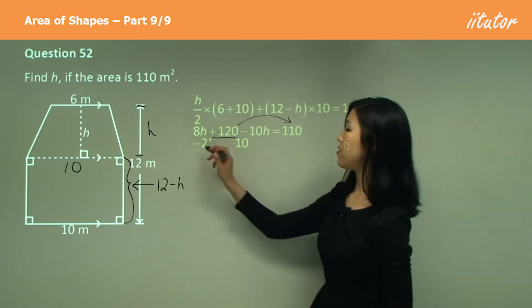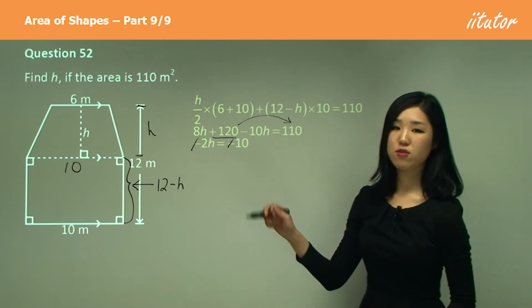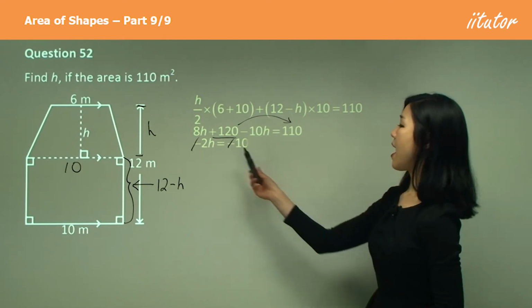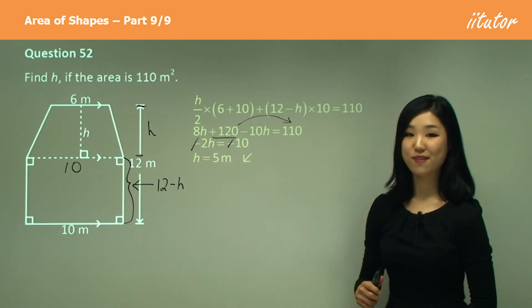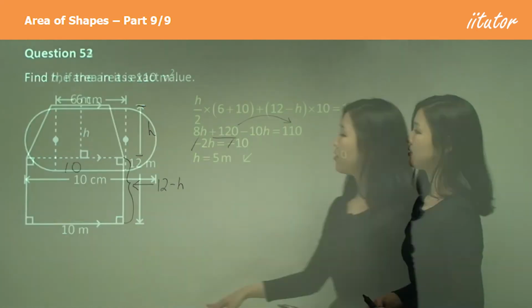Now the negatives, we can just cancel them out. If both sides are negative, just cancel them out. And divide by 2, h is simply 5, because 10 divided by 2 is 5. And that's it, we've found h.